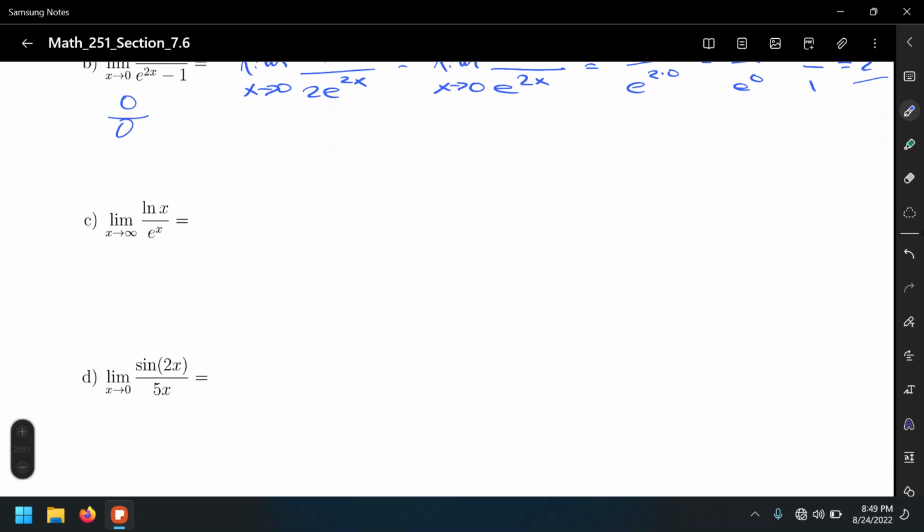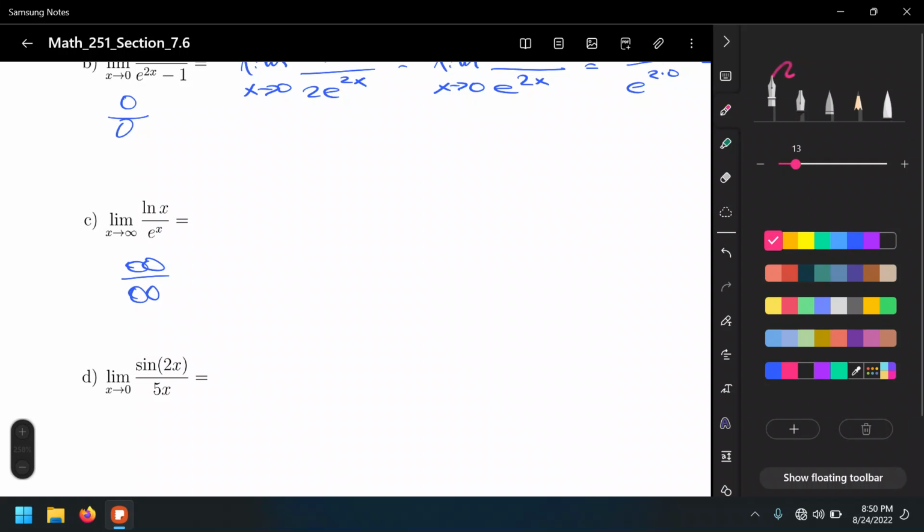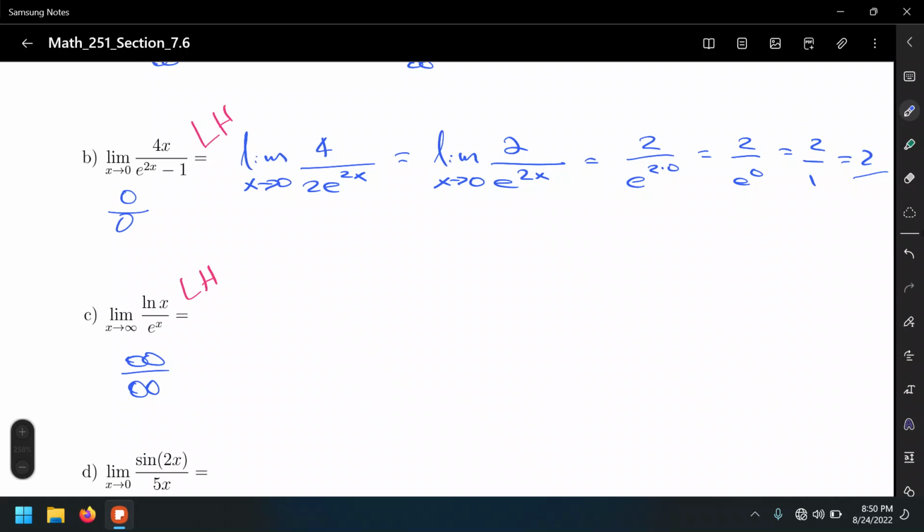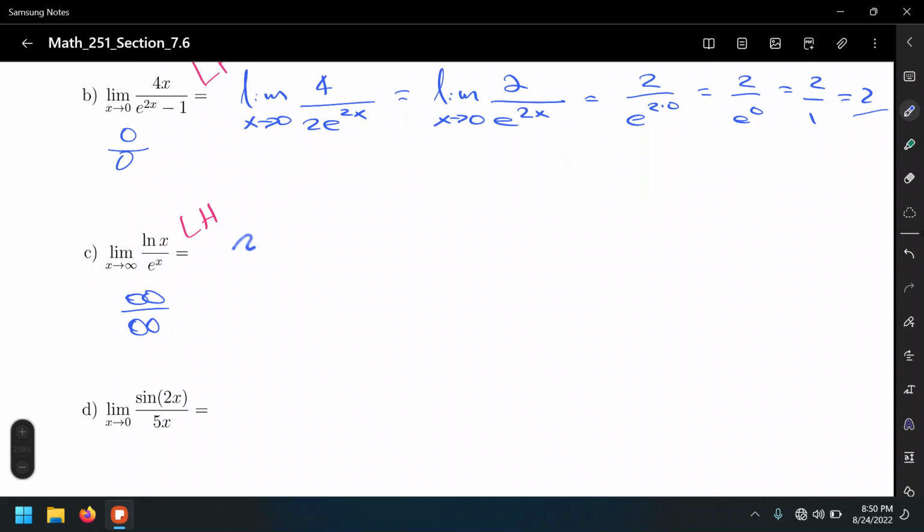Okay, so the limit of ln of x over e to the x. So ln of x at infinity, what's its value? Infinity. E to the infinity, infinity. So that's an indeterminate form. This is a good candidate for L'Hopital's rule. And let's denote, I didn't denote it here, LH. The derivative of ln x, isn't that 1 over x? And the derivative of e to the x is e to the x itself.